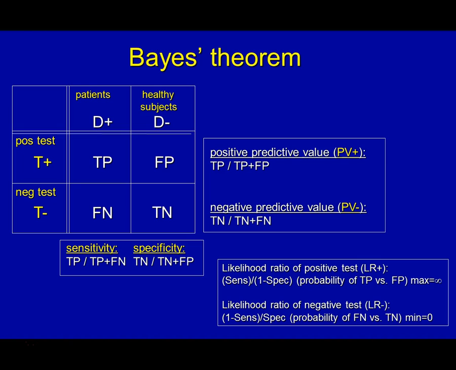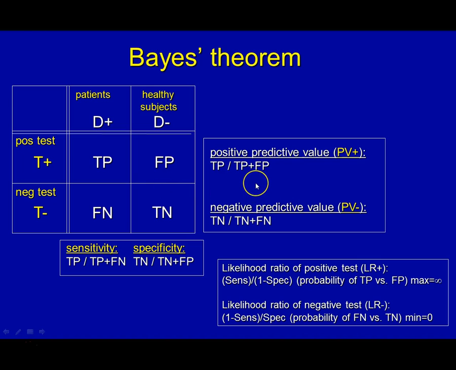The specificity of a test is to detect the value of a test in the diagnosis of health. In other words, it deals about health, and most healthy subjects should have a negative test. So it's the true negatives divided by the total number of subjects that are healthy, which is true negative and false positive.